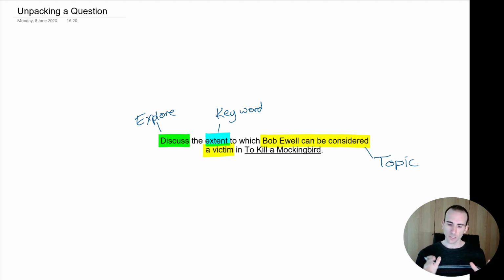So I've got my command term. I need to explore this idea, but I've also got my keyword, extent, how much. So I'm actually going to put that in. I'm going to write how much. So I've got some, I guess, synonyms there. I've got discuss sort of means explore. Extent sort of means how much is this topic true. So I'm going to put them on my page.